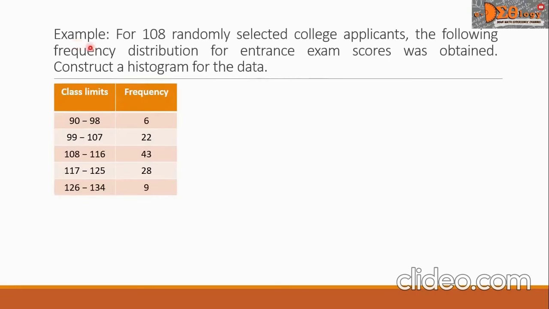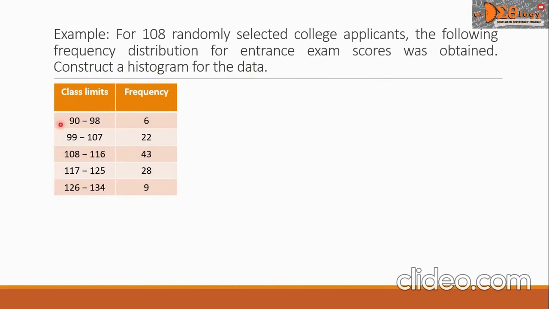Let us see one example. For 108 randomly selected college applicants, the following frequency distribution for entrance exam scores was obtained. Construct a histogram for the data. We have a table here with two columns. The first column is for class limits or class intervals. We have 1, 2, 3, 4, 5 groups.